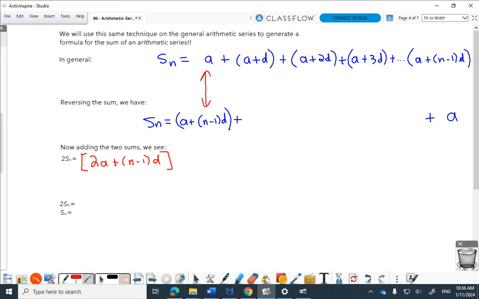Look at this last term when you add them up. It's the same term. 2a plus, oh, I'm now figuring out what's happening over there. I got to stand straight up. Oops.